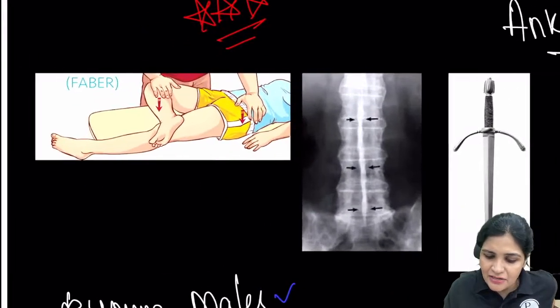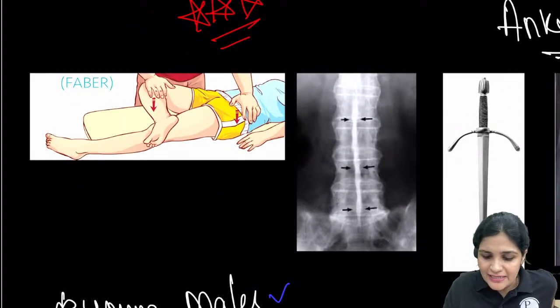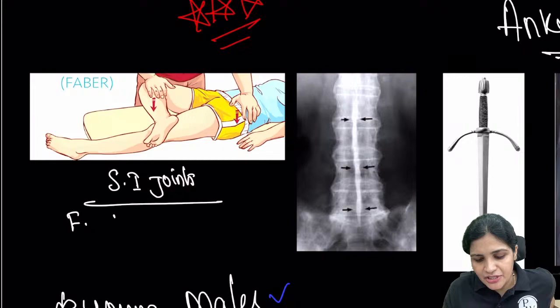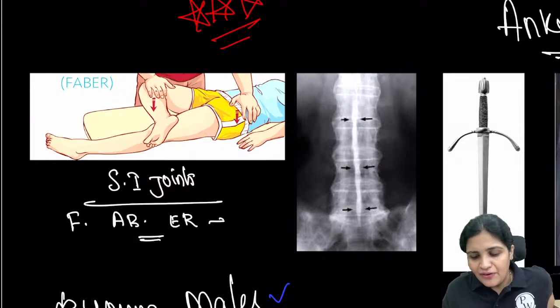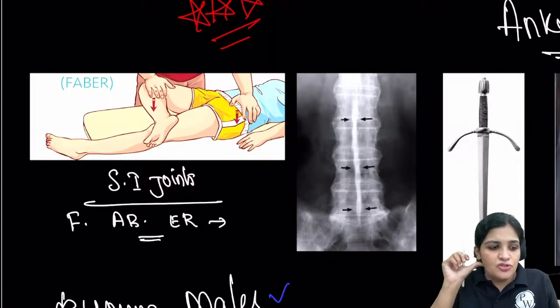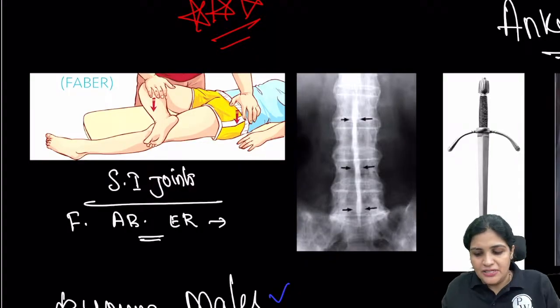And what is this test? Faber test is for testing your SI joints, right? So putting the limb in flexion, abduction, and external rotation. When you distract the ligaments like that, you will have pain. So this is the test for your SI joints, that is Faber.